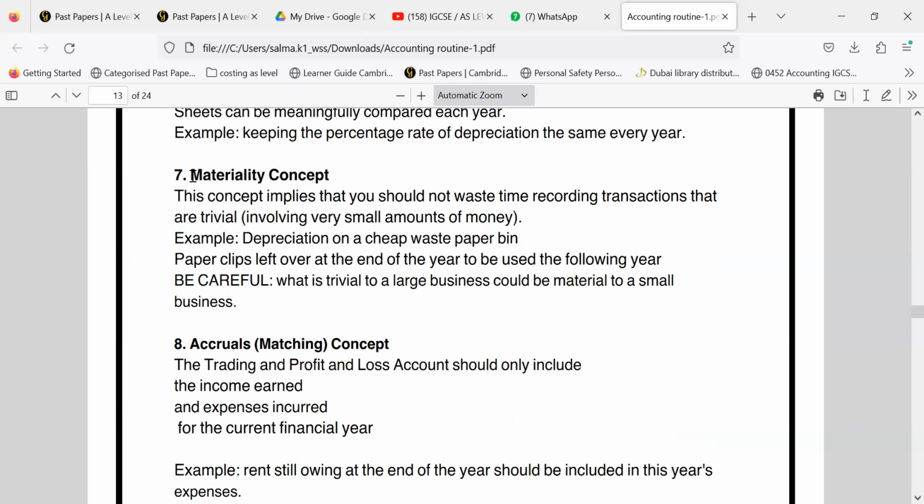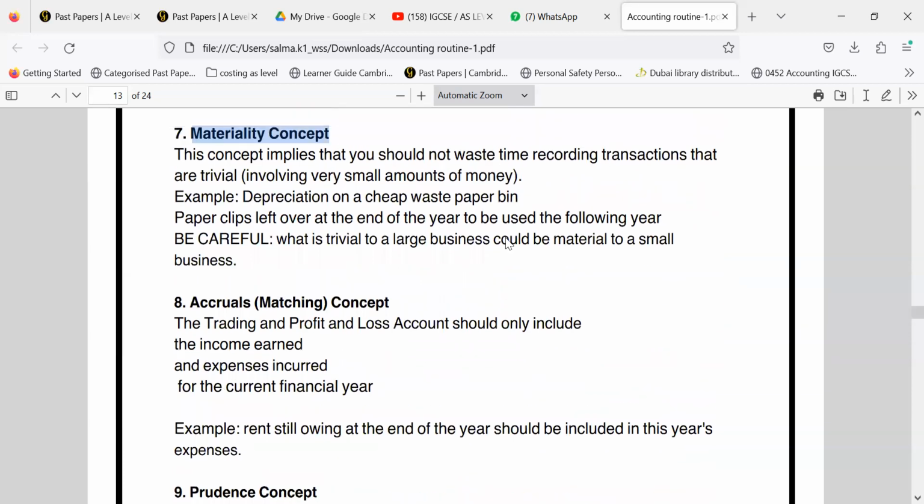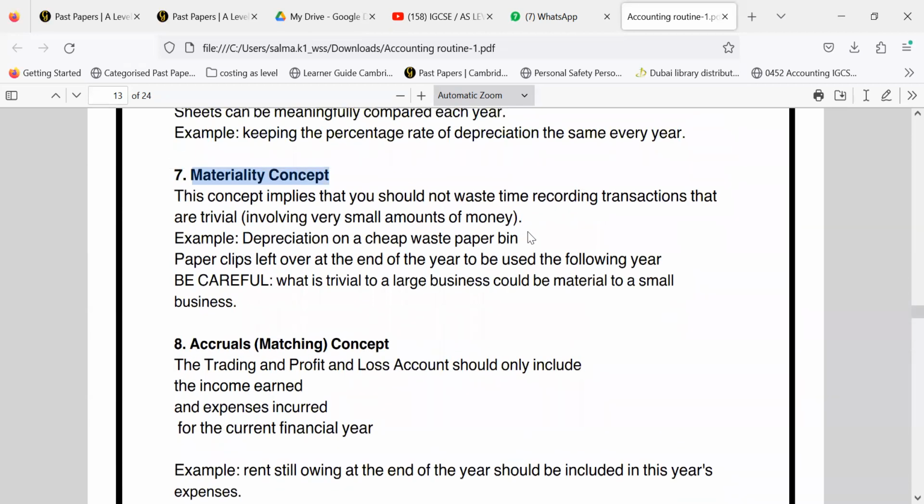You should not waste your time recording anything that has a small amount of money. Basically petty transactions, right? Petty transactions are still recorded in the petty cash book. But when I'm talking about the materiality concept, if you have a business of 100 million crores, you are not going to waste your time recording something which is $5.